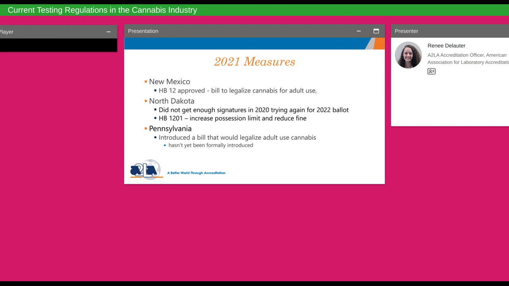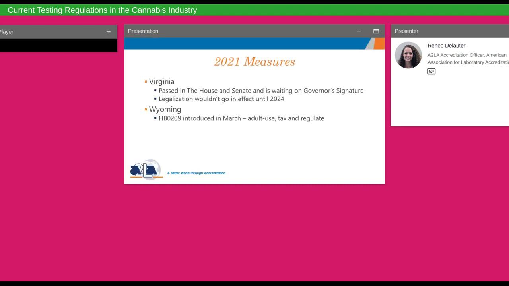In Pennsylvania, for the first time, a bipartisan pair of senators have introduced a bill that would legalize cannabis for adult use. The bill has not been formally introduced, but this would allow adults 21 and older to purchase and possess cannabis from licensed retailers. Virginia House and Senate voted to approve a final compromise on the adult use legislation bill. This is now waiting on the governor's approval. Both possession and cultivation of cannabis will not become legal for adults until January 1st, 2024.